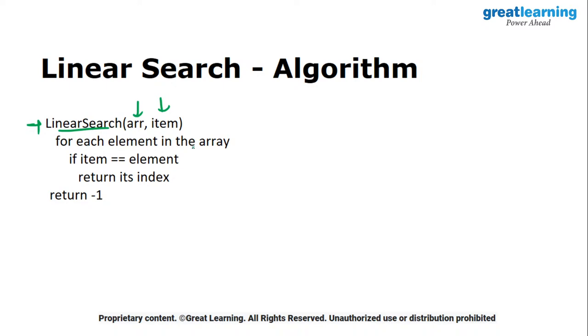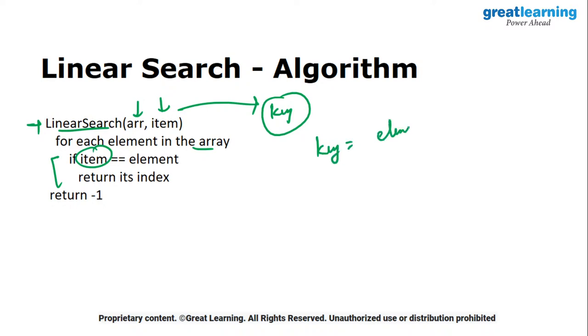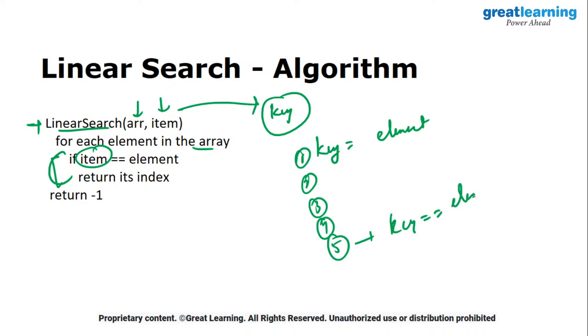For each element in the array, we are checking if this is the item that we are looking for. This is the key that we are looking for, and we will search for this item. We check, is this key equal to the element present in the array? No. Okay, continue. Then we will check one by one: first step, second step, third step. And at the last, we find out that the key is equal to the element. At that time, we will return its index, right?